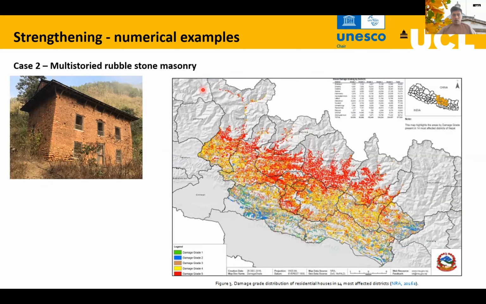I want to briefly talk about this building type. This building type is the most common building type in the mountainous regions in Nepal because of the local availability of the material. And in the 2015 earthquake, these buildings suffered very high damage. Most buildings collapsed or were in a significant damage state. So these are all damage grade 5, which is collapse.